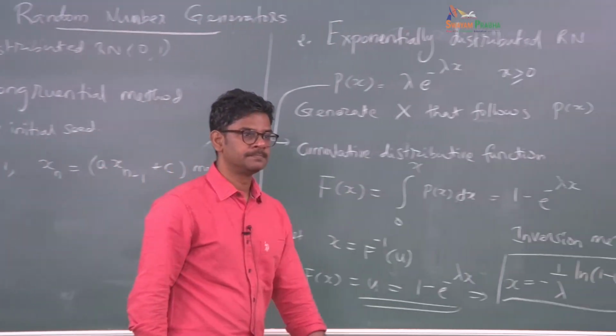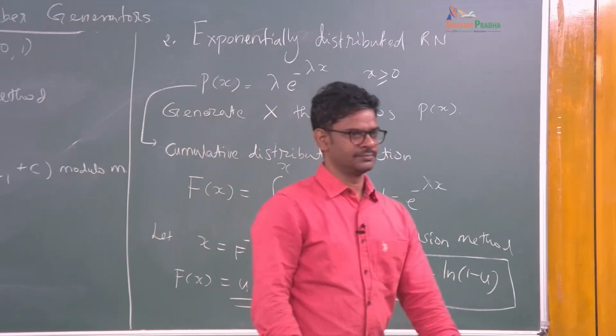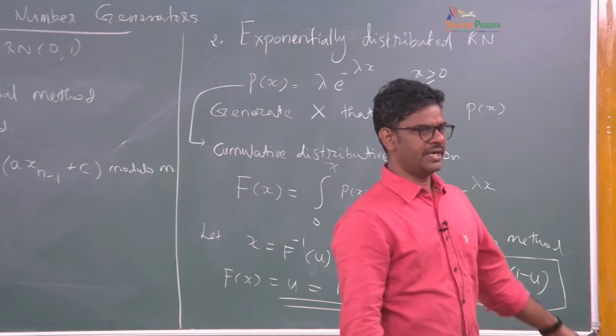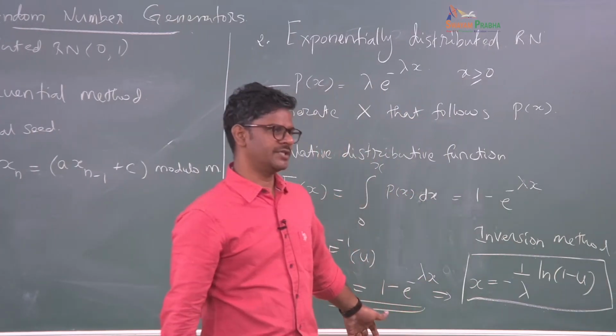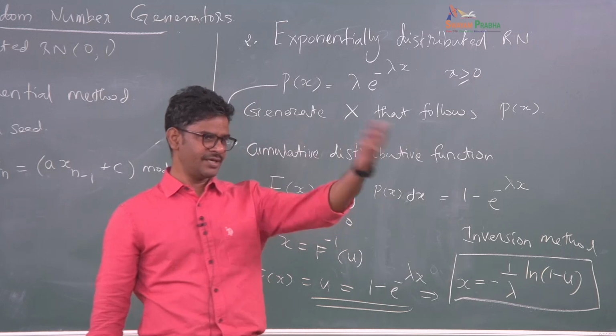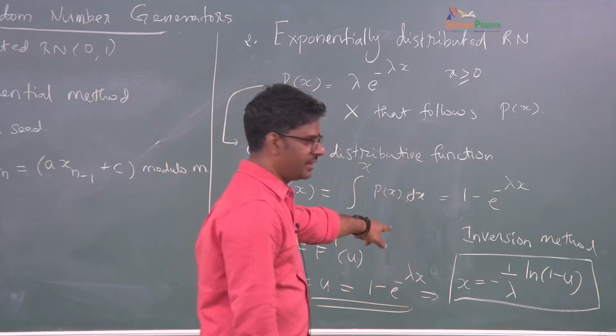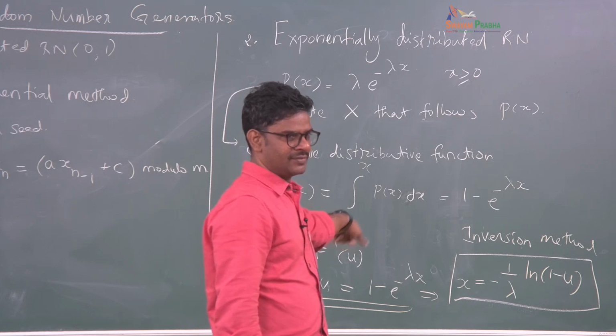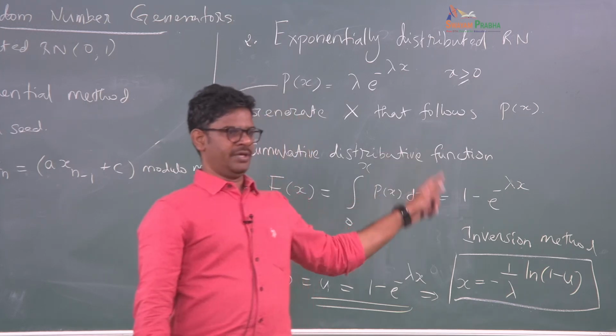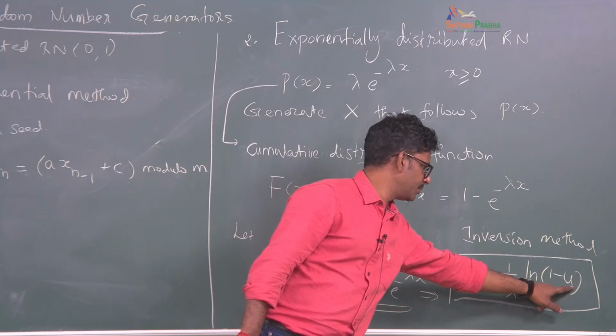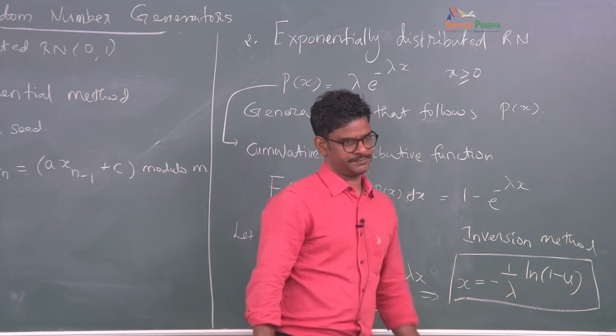Sorry, there is no recursion. There is no recursion. If you want to get 10 exponential random variables, you would create 10 uniformly distributed random numbers and use those 10 numbers here and get the corresponding x values. There is a one-to-one mapping of the uniformly distributed random number and the exponentially distributed random number.